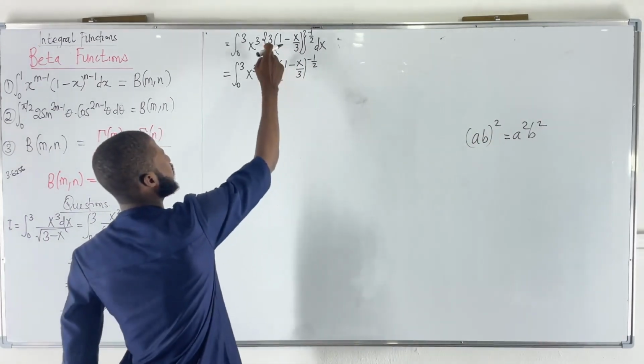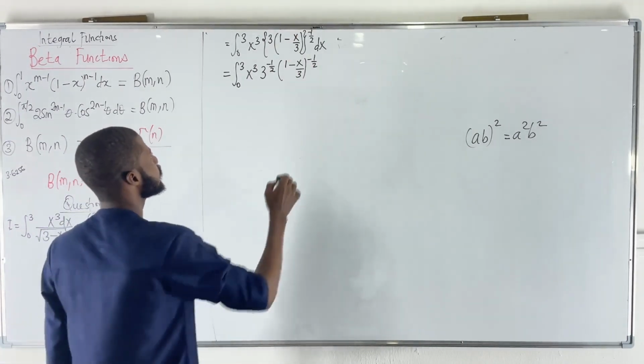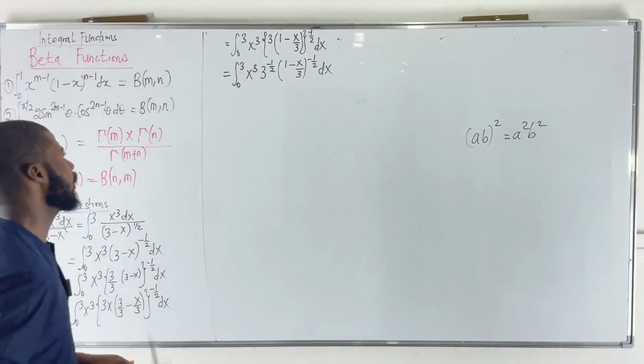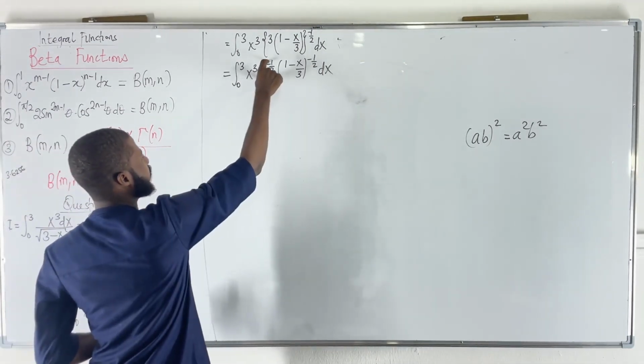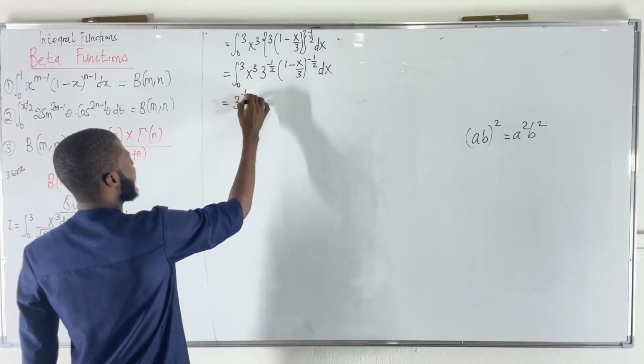So what I did was to say the 3 will take this power, and this bracket will take the same power. So that's what I just did. And then dx. So that's what we have. Now this is a constant, right? So I can bring the constant out. So this is 3 to the power of minus half.